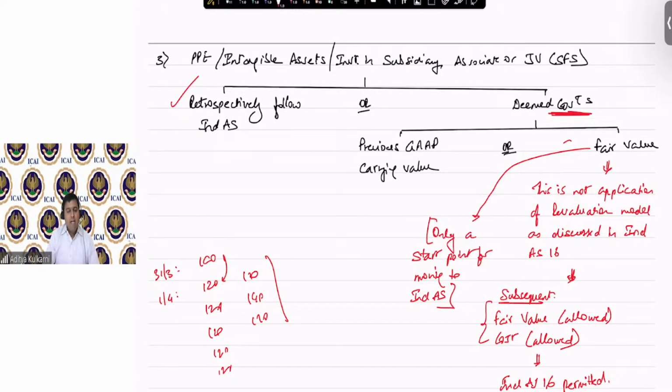Okay. Fair value on the date of transition. Previous GAAP carrying value. Okay. Fair value on the date of transition. Are we clear with this? Anybody has any doubts? Yes, no doubts. Okay. So that kind of clears your third one, that is property, plant, and equipment also.